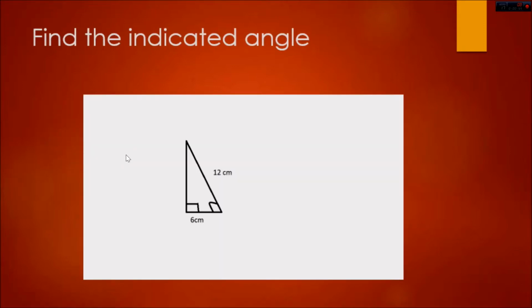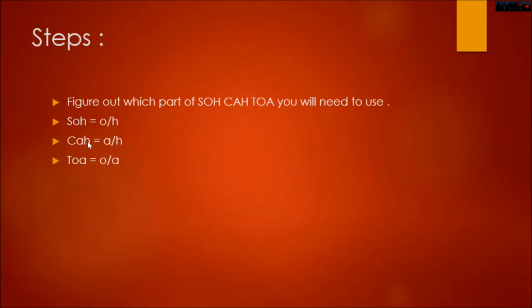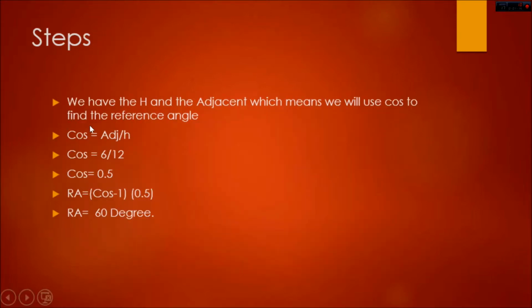So let's do this problem together. We have to find the indicated angle for this image. So let's just see what we have first, right? We know that we have the hypotenuse and we have the adjacent, which is always behind the angle. So that means we're doing cos. We will use cos to find the reference angle. So cos equals adjacent divided by the hypotenuse. Cos equals 6 divided by 12. Cos equals 0.5. And then cos negative 1 of 0.5 will give us 60 degrees.